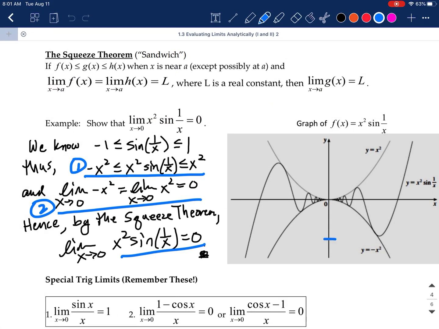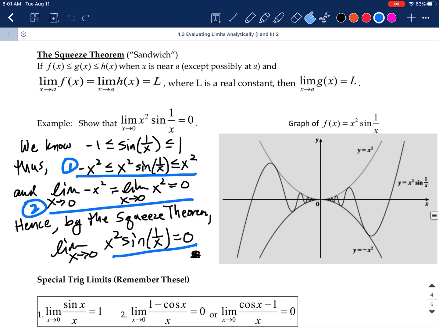All right, and so that is the squeeze theorem. You're going to see it from time to time a little bit here. You're going to see it in your homework as well. So if you have questions, let me know.